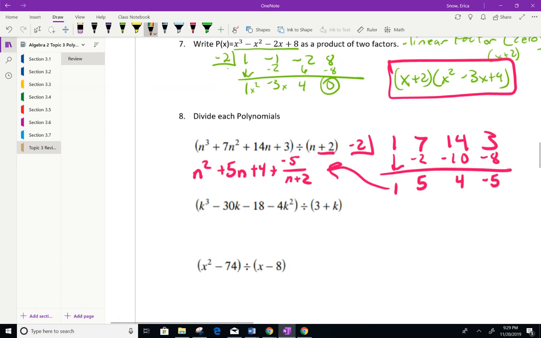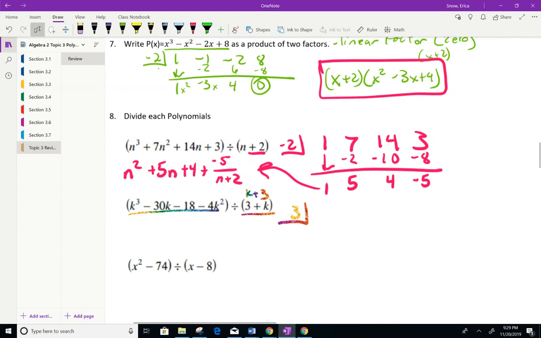Now, for this one, notice that this is not in standard form and neither is this. So this is going to be k plus 3. So we're going to put 3 in our box. And then these are going to be k cubed minus 4k squared minus 30k minus 18. So we're going to have 1, -4, -30, -18.